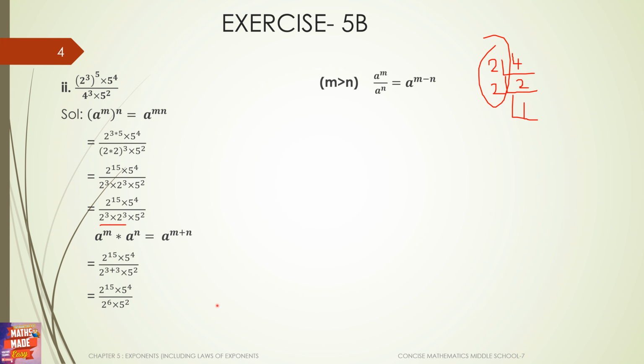Now apply this formula, a to the power of m divided by a to the power of n, for this term and for this one. You can apply the formula for both. Since m is greater, 15 is considered as m and 6 is considered as n. Since 15 is greater, that is m is greater, you can put it as 2 to the power of 15 minus 6 into 5 to the power of 4 minus 2. So it becomes 2 to the power of 9 into 5 to the power of 2.